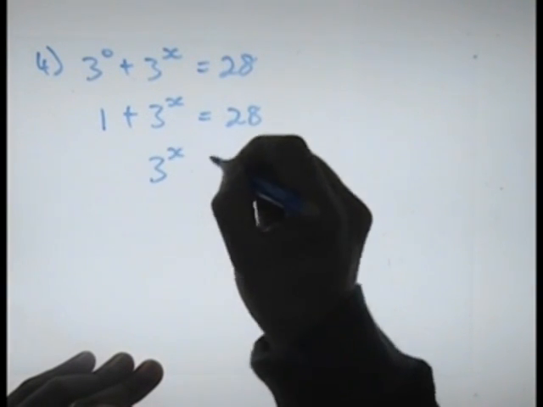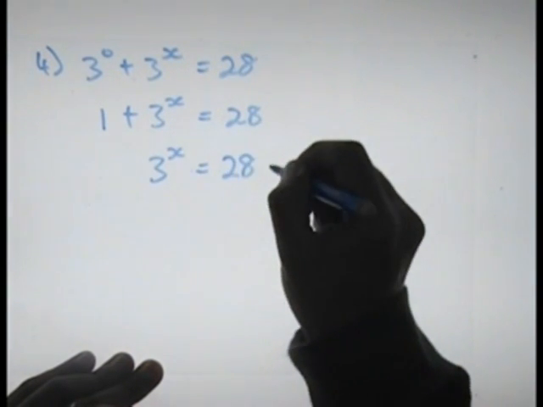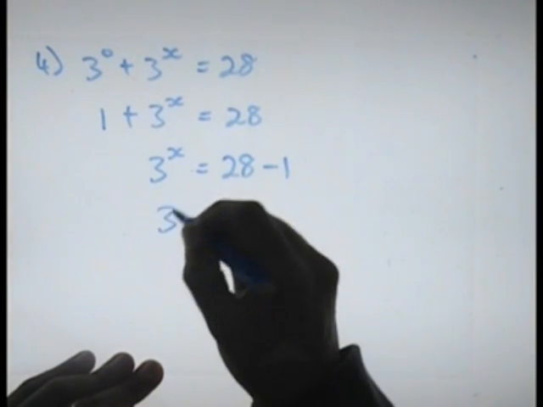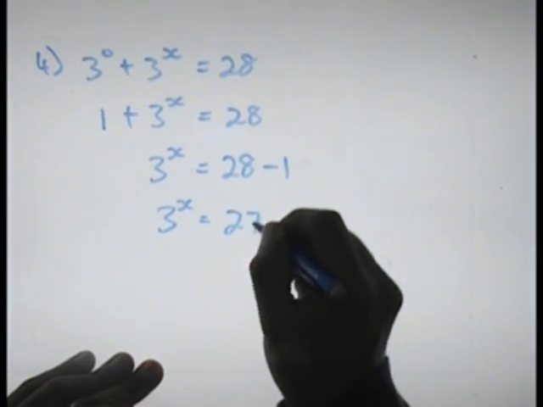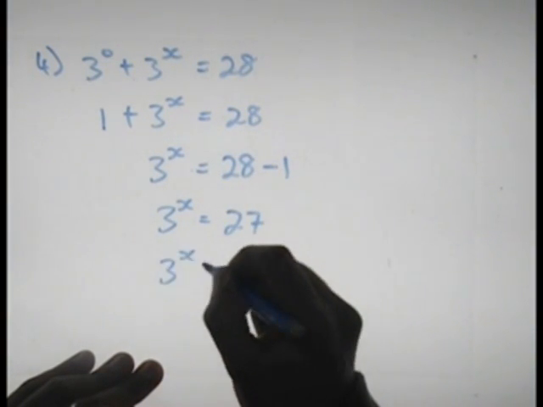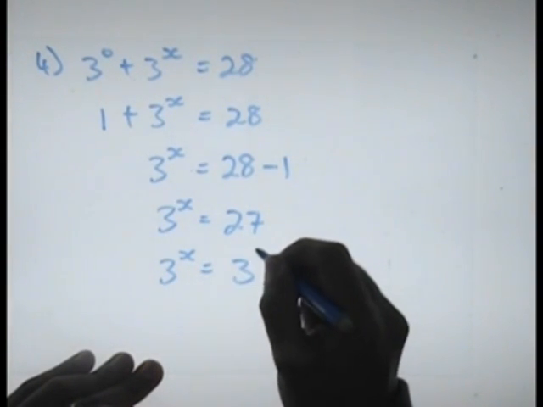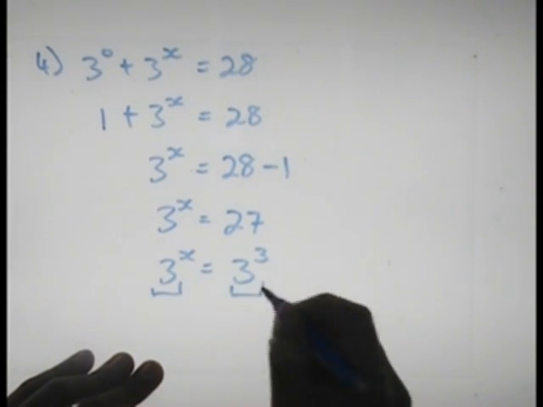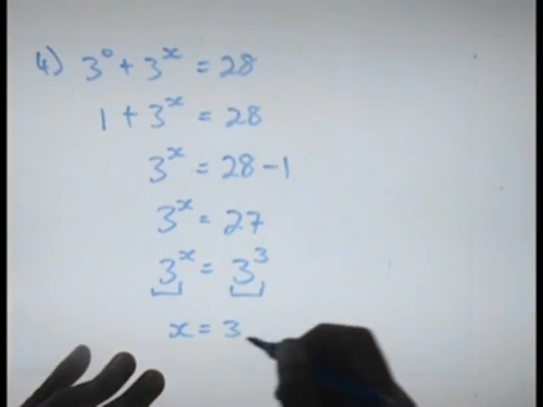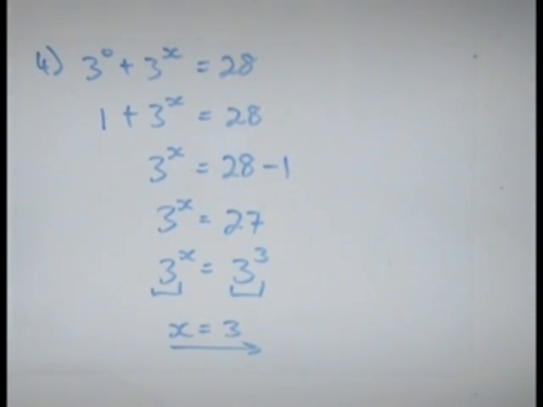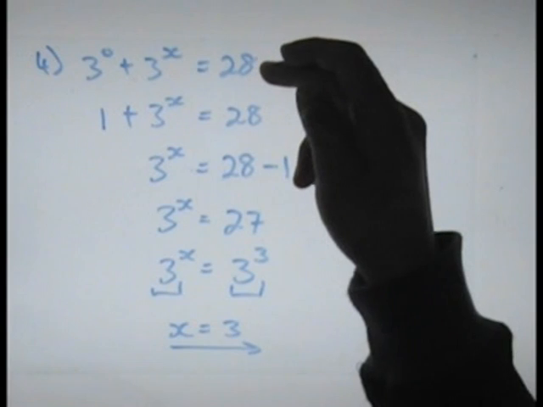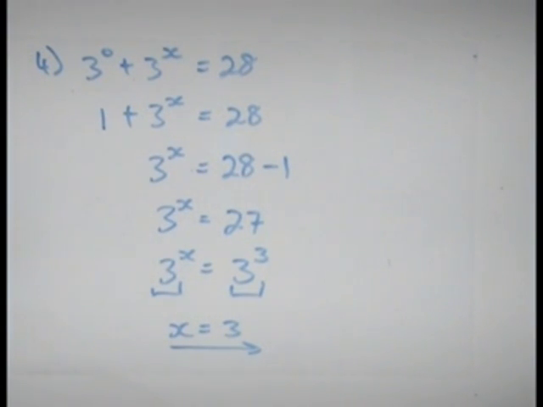That means that 3 to the power x is equal to 28 minus 1. Take the 1 over. That means that 3 to the power x is equal to 27, now simplified. 3 to the power x is equal to 3 to the power 3. 27 is the same as 3 to the power 3. Bases are the same. That means that the exponents are the same. That means that x is equal to 3. Now please note that in all of the worked examples, I am going through a lot of steps. Most of you should be able to do this in probably 1, 2, 3 steps.